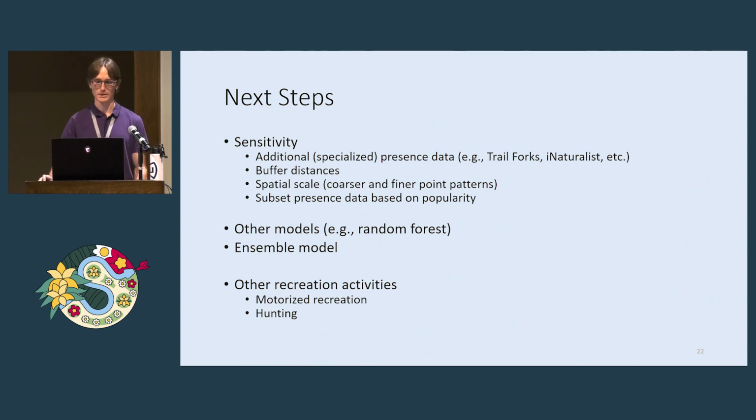And we will also test other models. Random forest is the first on our list, and the way we've set this up as a unified table will allow us to quickly do that. And then lastly, we're going to build some other models based around motorized recreation and hunting. We're currently working on a partnership that will grant us access to some of that data.